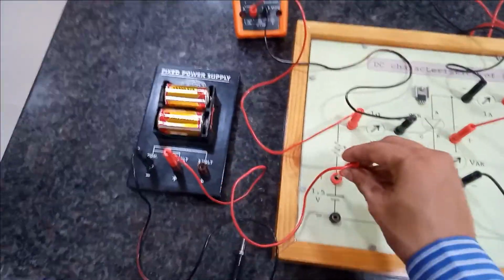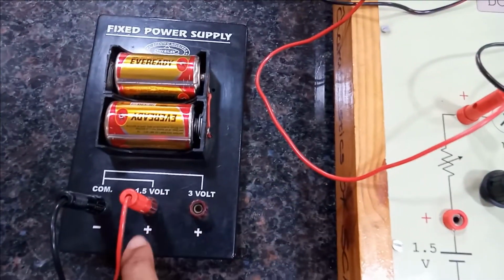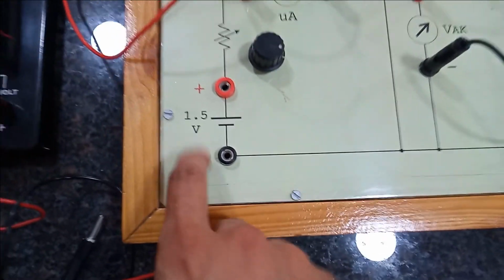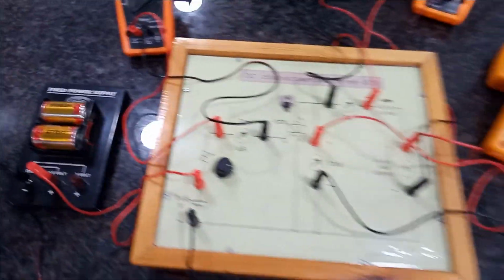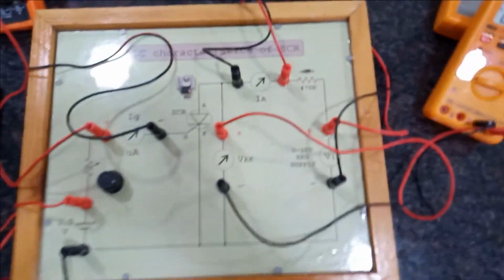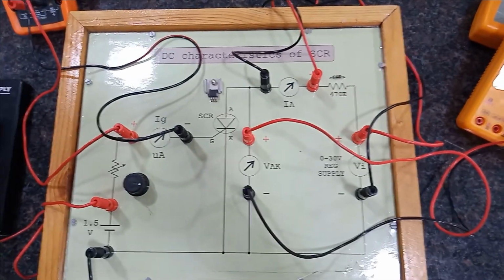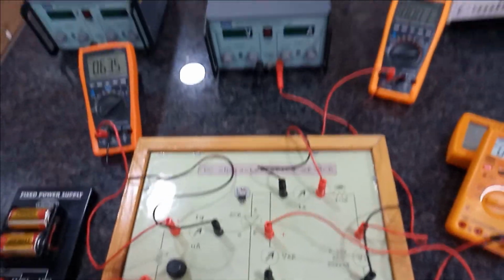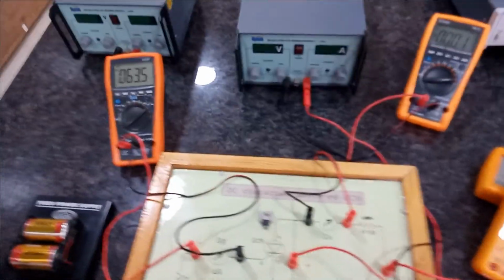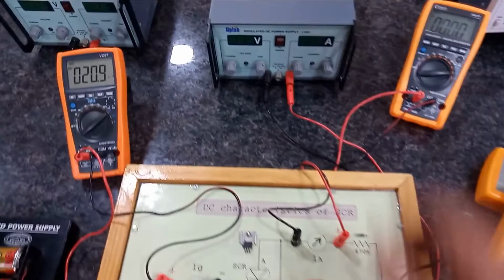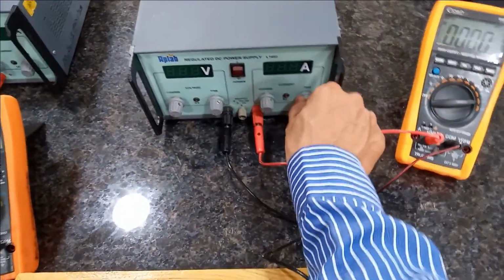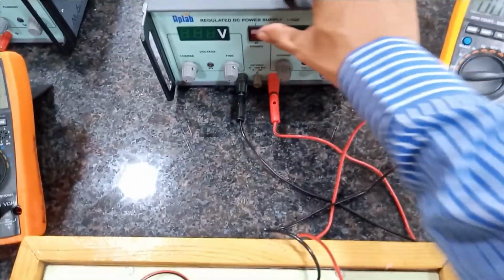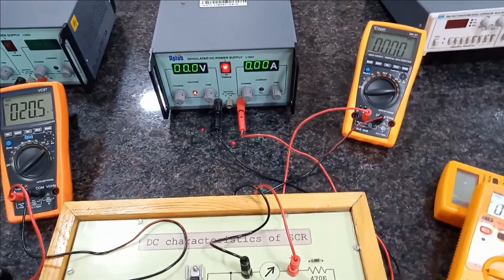Now finally let us connect this 1.5 volt cell which I have connected. You can see 1.5 volt. Let us connect the positive and the negative. So this is nothing but the circuit connection for DC characteristics of an SCR. Now let us start the supply. Remember, before switching on the supply, try to make all the knobs zero for all the terminals. So this is on.